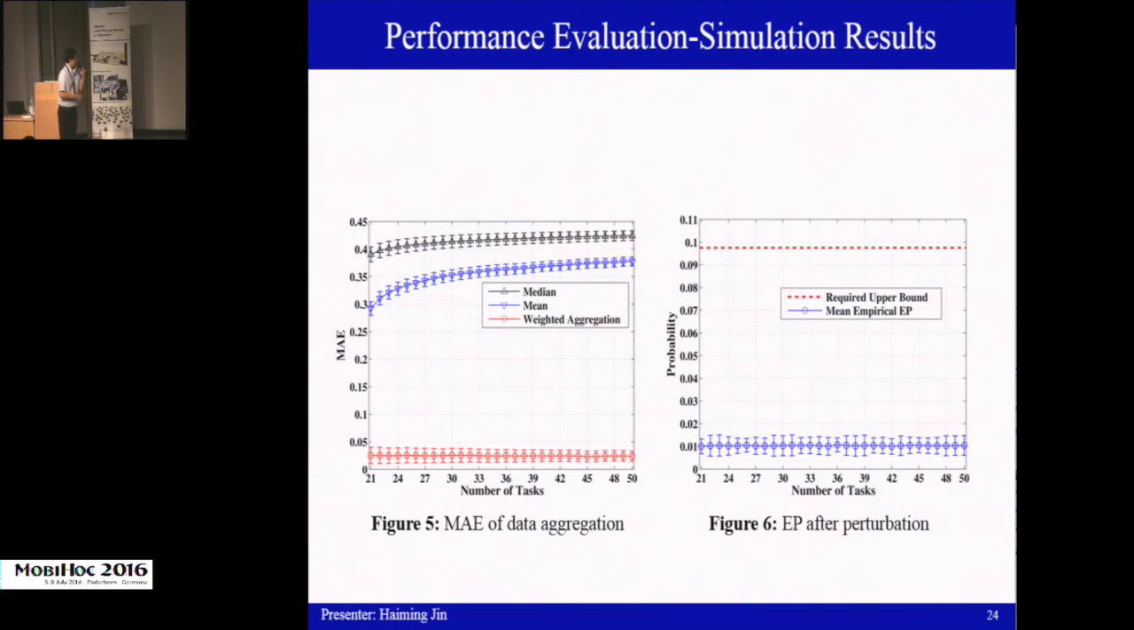Finally, our last performance evaluation is about the accuracy guarantee of our Inception framework. Firstly, we compare the MAE, which is the mean absolute error of the aggregated result of all the tasks compared to their ground truth. We showed that our weighted data aggregation mechanism can have an MAE that is far less than that of the mean and median aggregation. And in figure 6, we also show that the mean empirical error probability after perturbation of our Inception framework is pretty small and far less than the required threshold.